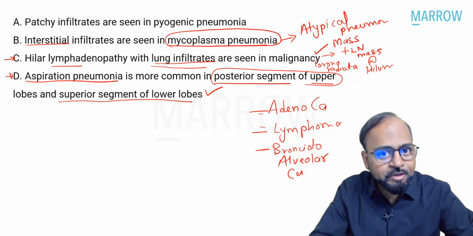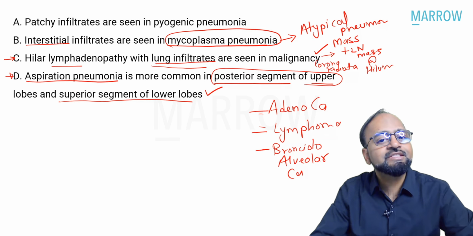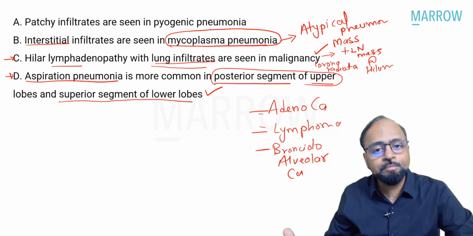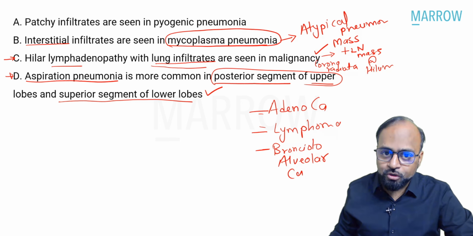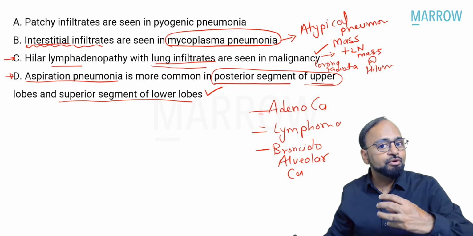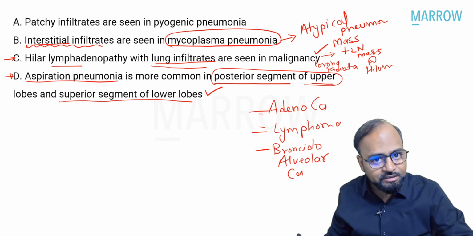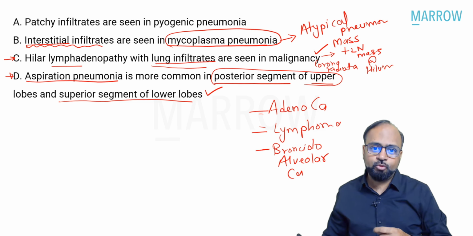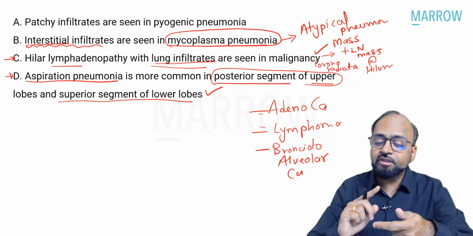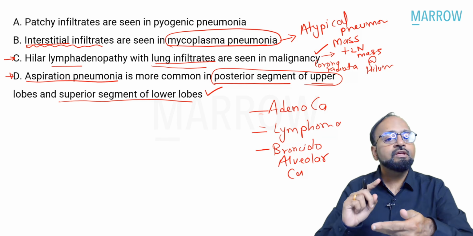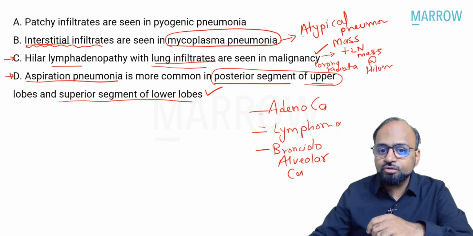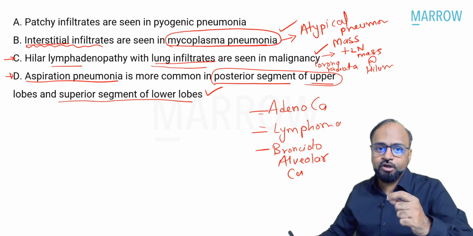Why is it atypical? The hat trick is that the imaging findings are also atypical. It does not present with typical lobar consolidation. It presents with interstitial infiltrates, reticular pattern, reticulonodular pattern. So mycoplasma pneumonia is atypical because the causative agent is atypical, right? The clinical findings are atypical. The imaging findings are also atypical. What are those? There are interstitial infiltrates. So this option, in fact, is also correct.